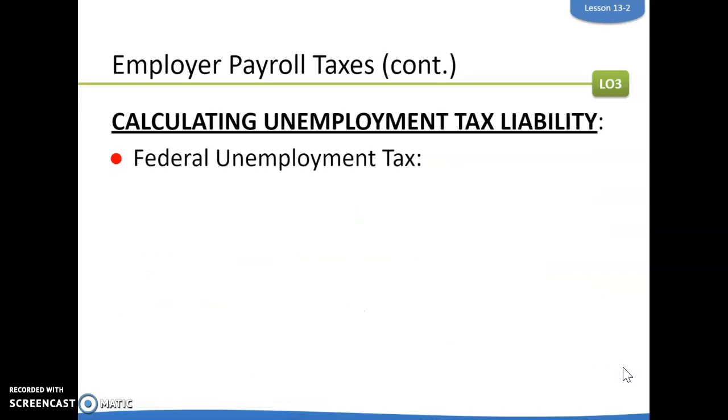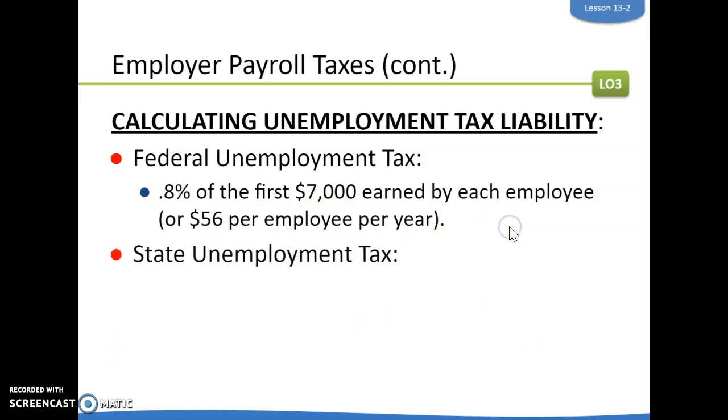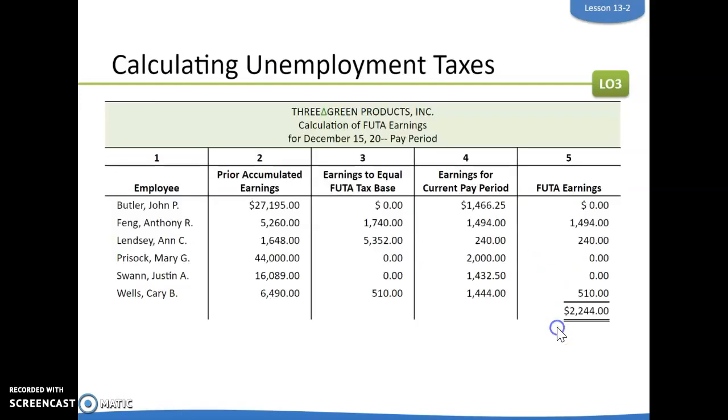Okay, so federal unemployment tax is 0.8% of the first $7,000 earned by each employee, which accumulates to $56 per employee per year. Okay, as long as they make $7,000 in that year. And then the state unemployment tax is 5.4% of the first $7,000 earned by each employee. And then again, that accumulates to $378 per employee per year if they make that $7,000.